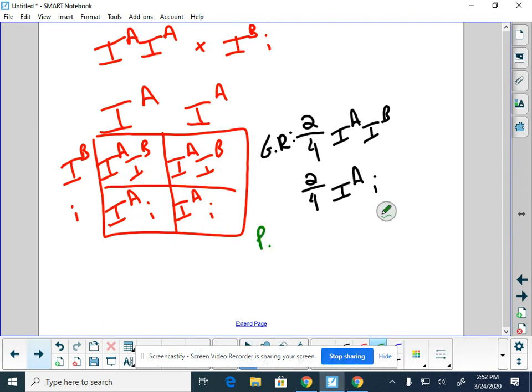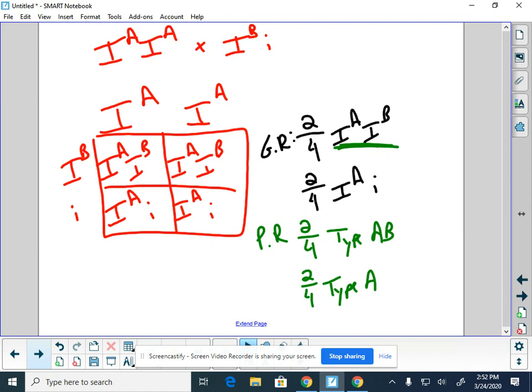Phenotypic ratio. We've got 2/4 are blood type AB, and 2/4 are blood type A. And this goes back, this AB, these are codominant to each other, like the last example. So blood type is actually an example of codominance and multiple alleles both at the same time. And as you know from the blood unit, you can have 4 different phenotypes: type A, type B, type AB, and type O. And that is the end of the first non-Mendelian genetics lessons.